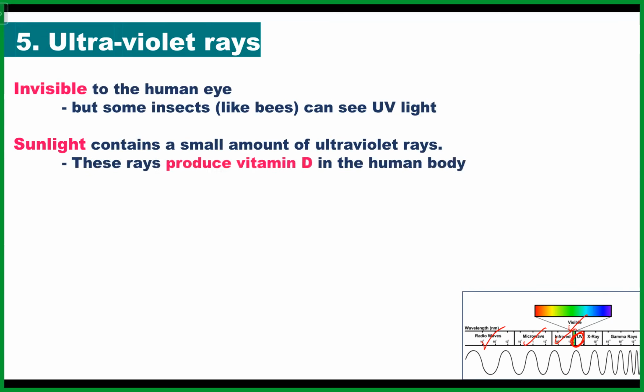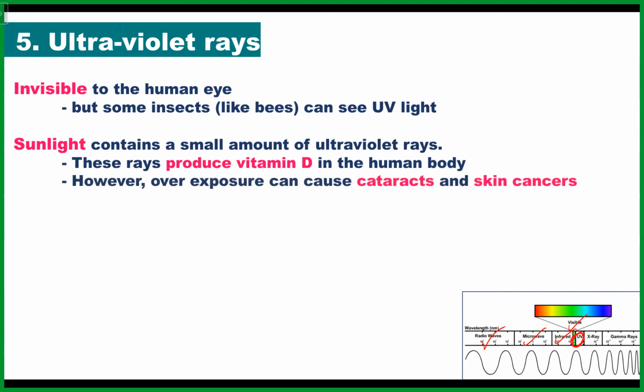And these ultraviolet rays that come with the sunlight are important to us because these rays produce vitamin D in the human body. When these UV rays fall on our skin, it makes our skin produce vitamin D, which is a vitamin that we need, right? However, even though ultraviolet rays are useful to the human body, overexposure to ultraviolet rays can cause cataracts in the eyes and also skin cancers in certain people.